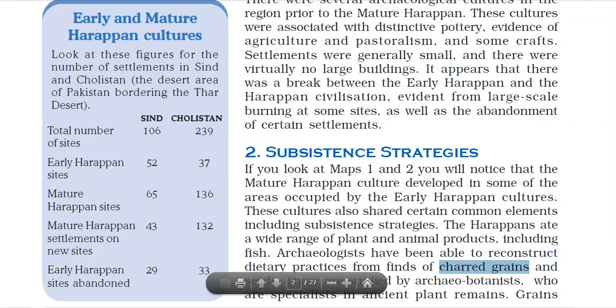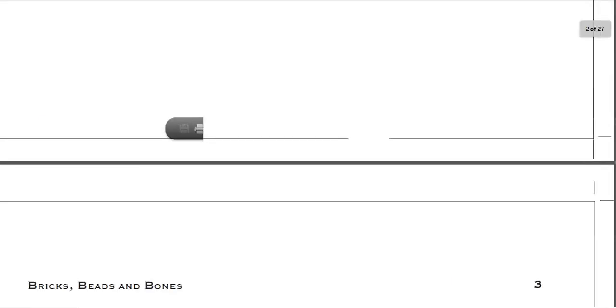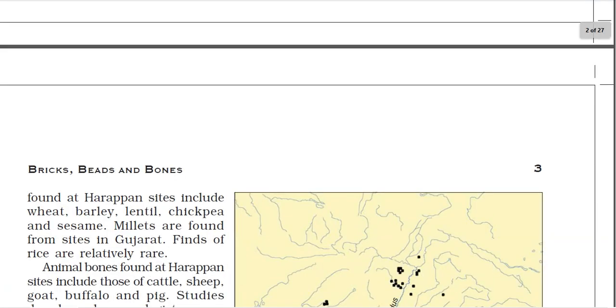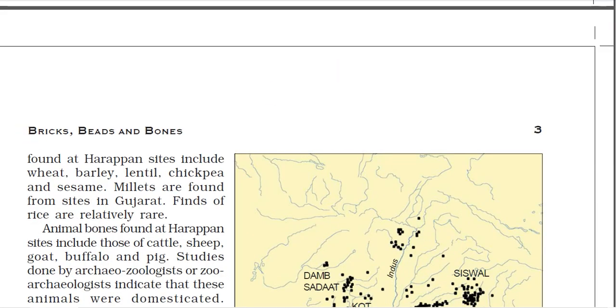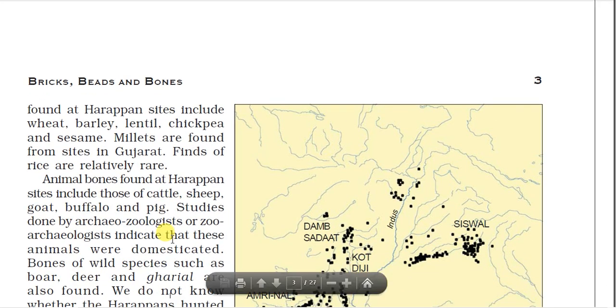And through these charred grains we are able to establish that the Harappans were cultivating these crops: wheat, barley, lentil, chickpea, sesame, and millets. Right? Millets, particularly in Gujarat, to be remembered for a 1 marker. Now, moving forward, the next, this is for plant species.